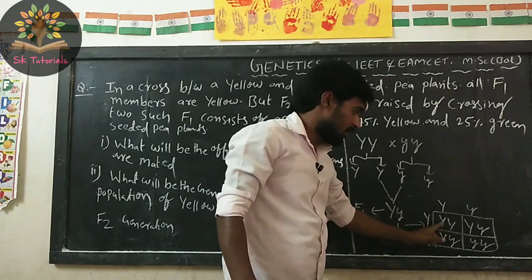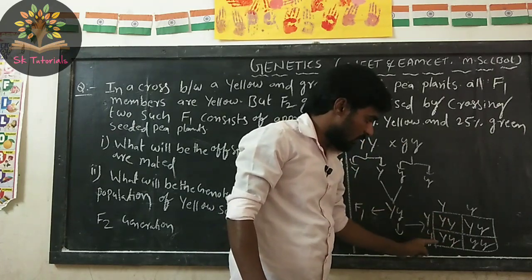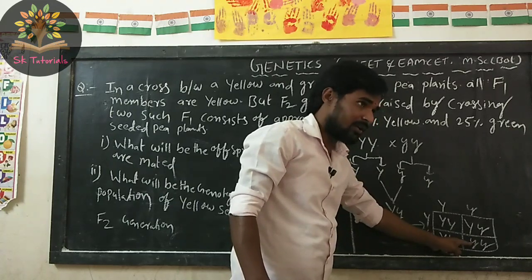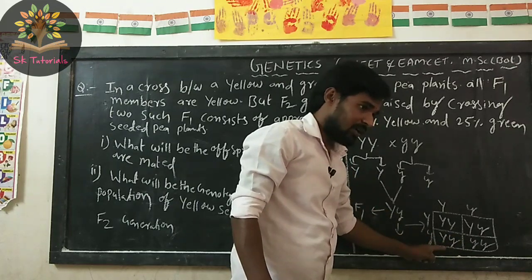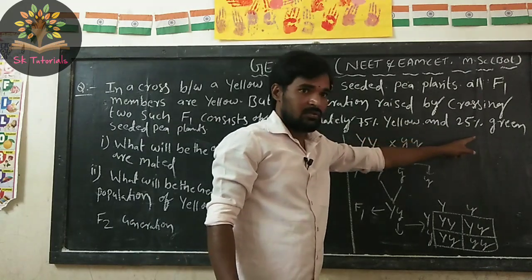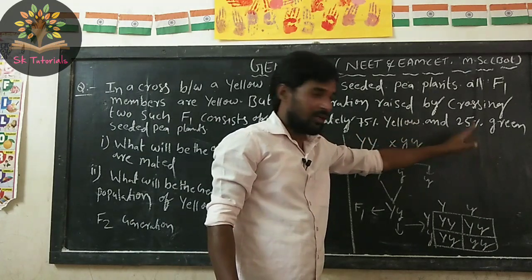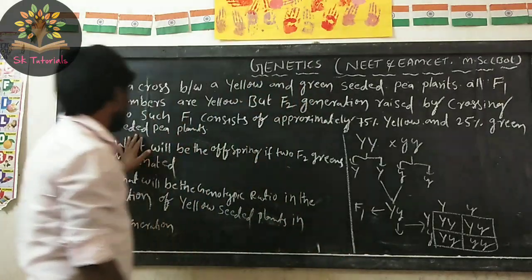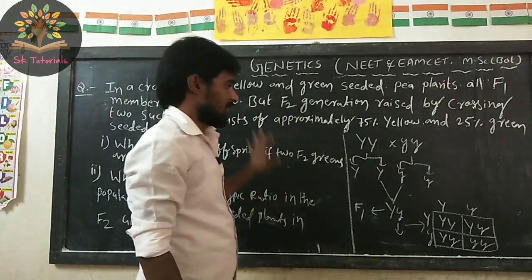Approximately 75% yellow. How many yellow here? This is a yellow. This one yellow. This one yellow. This one green. Out of 4, how many yellow? 3. That is why the percentage is 75%. How many green? 25% green. Okay? Simple. Seed pea plants. This is the F1 generation. This is the sentence.